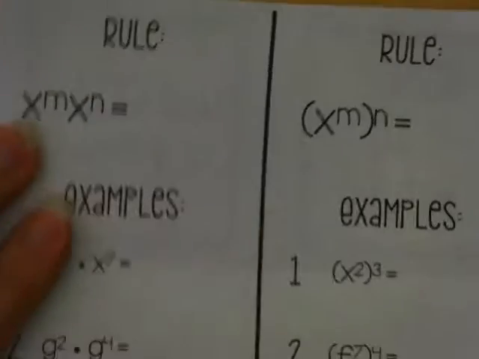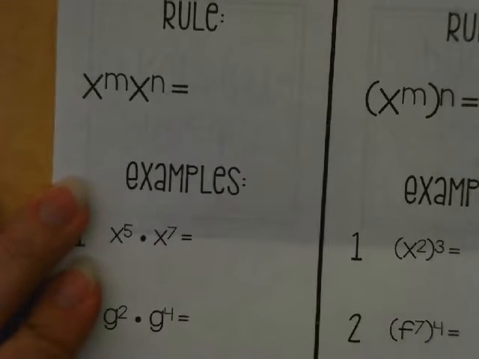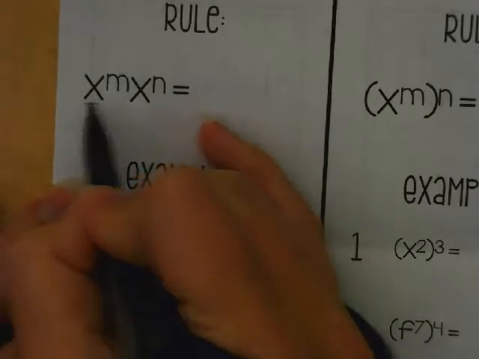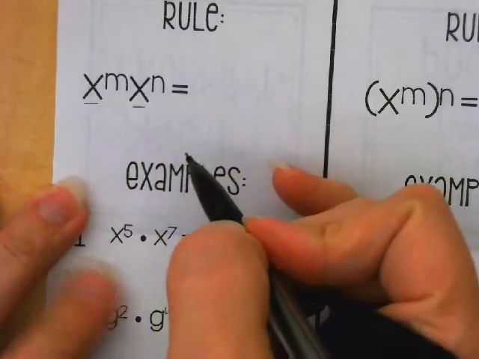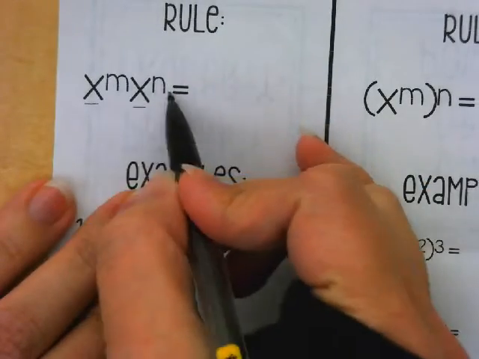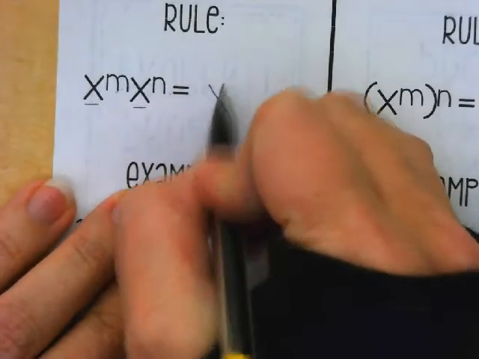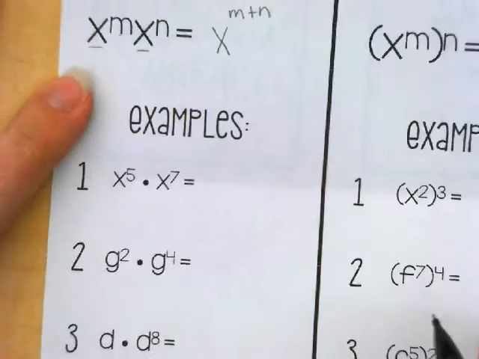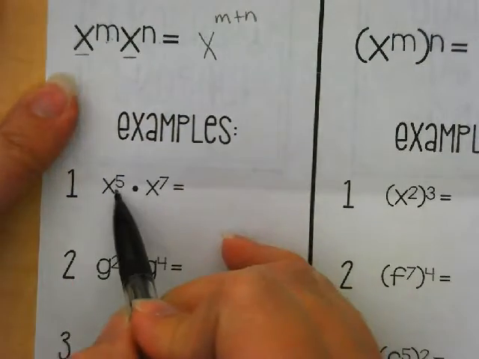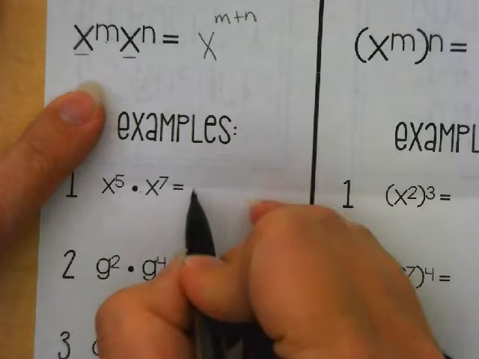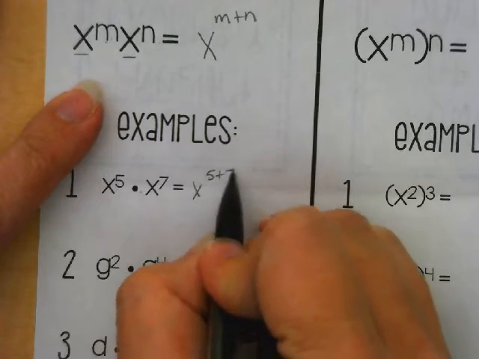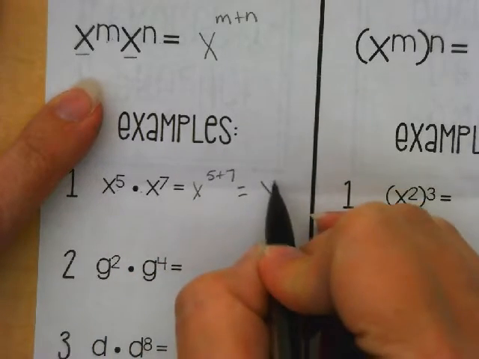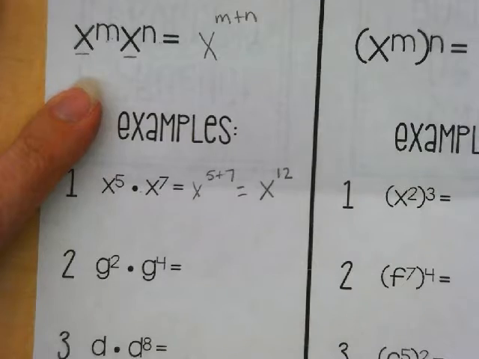The product property says what? If we are multiplying like bases, whether they're letters or they're numbers, what do we need to do with these exponents? We're going to add them. So an example of that down here, what would we get? X to the 5 times x to the 7. We're going to add 5 plus 7 and we get x to the 12.